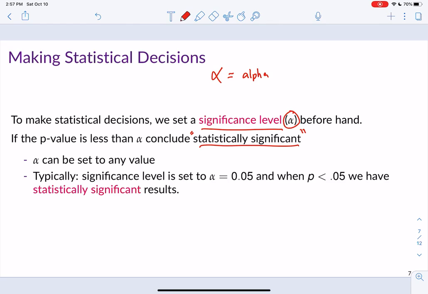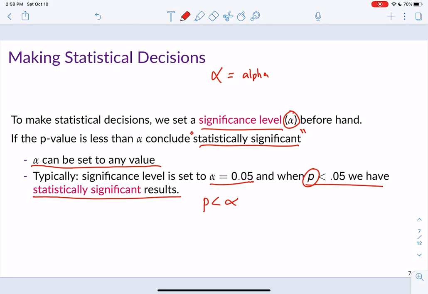The reason I say that is because our alpha can be set to any value. In general, when people are doing science, they'll set alpha to 0.05. So when our calculated p-value is less than 0.05, we have statistically significant results. In our class, you can always assume that alpha equals 0.05 unless it's stated otherwise. So on a quiz or an activity, if I ask you if the results are statistically significant, you're basically looking to see: is the p-value that you calculated less than alpha? If it is, great. Your results are statistically significant.